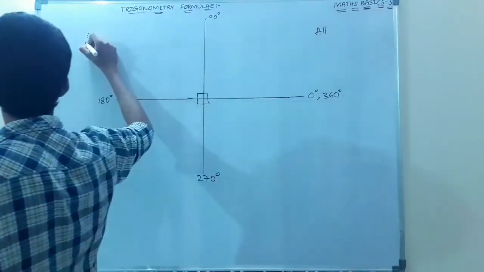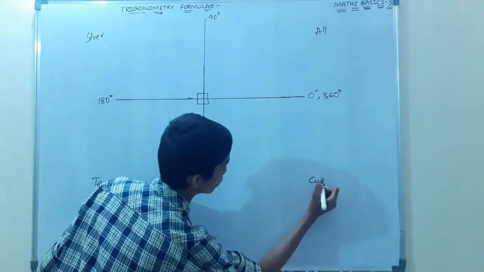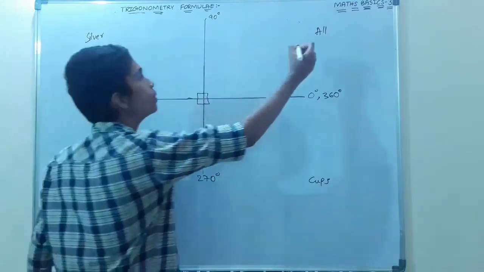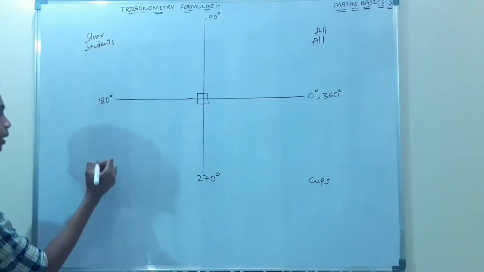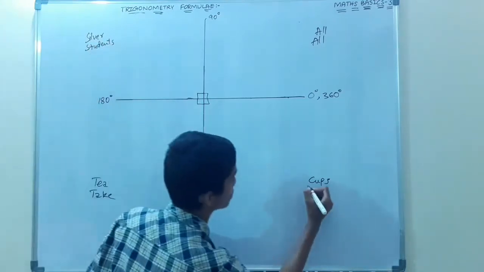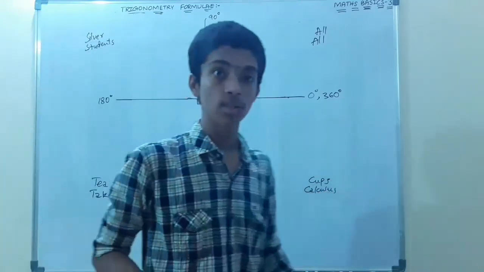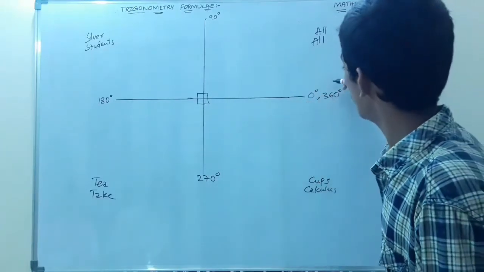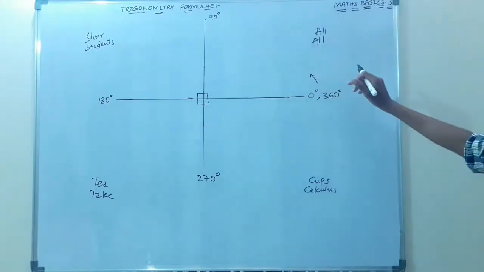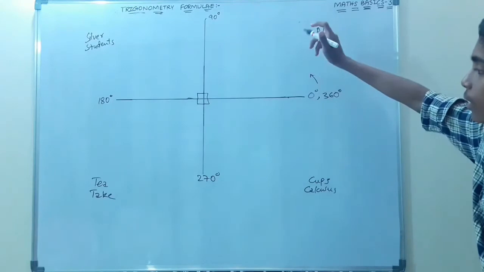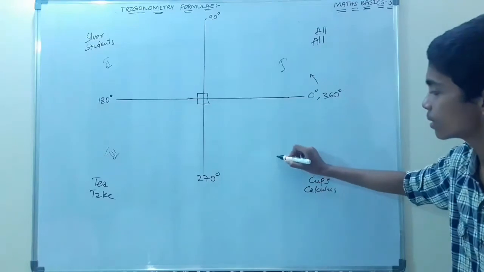All silver tea cups, or all students take calculus is our trick here, and easy to remember this. And when all the angles are measured from here, and coming to this, it is the first quadrant, second, third, and this is fourth.